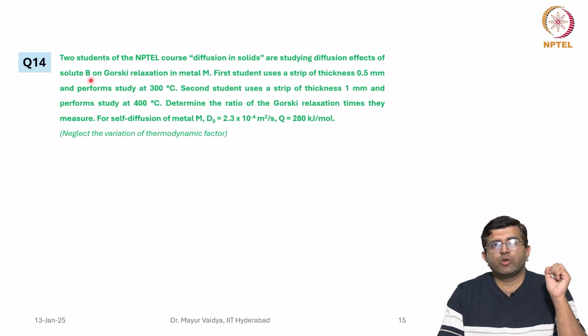Now, question number 14. Two students of the NPTEL course Diffusion in Solids are studying diffusion effects of solute B on Gauss-Key relaxation in a metal M. The first student uses a strip of thickness 0.5 millimeter and performs the study at 300 degrees centigrade. The second student uses a strip of thickness 1 millimeter and performs the study at 400 degrees centigrade. Determine the ratio of the Gauss-Key relaxation times they measure.